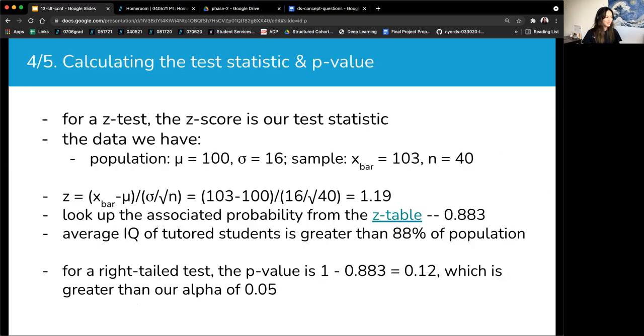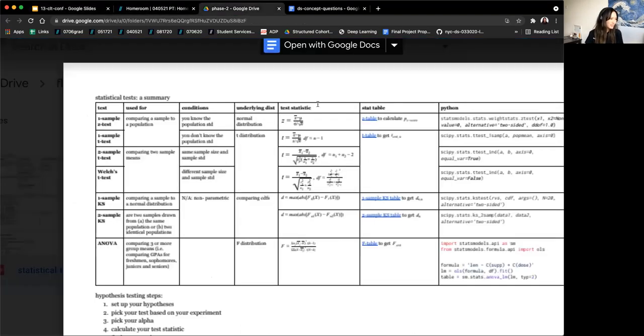Okay. So next, we're going to conduct the test. And to conduct a one sample Z test, we're going to make use of a test statistic and a p-value. There's a lot of stuff going on here, but let's take a look. So for a Z test, and for every statistical test, there's an associated test statistic that will give you an idea of what you're testing. In the table that I have here, you can see that there's a column called test statistic, and every statistical test does have a test statistic.